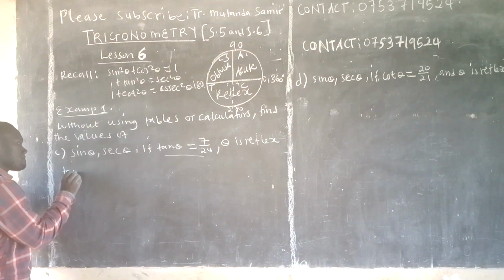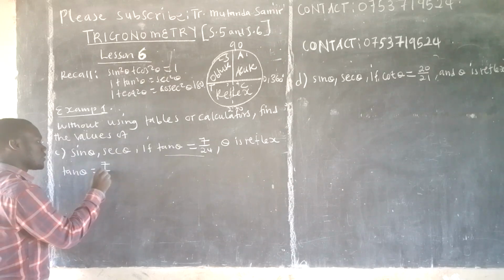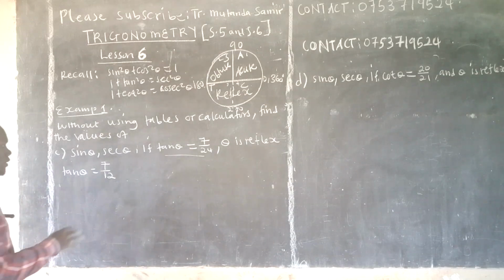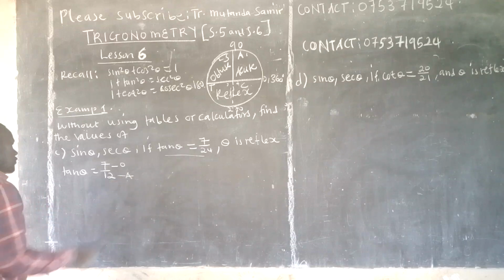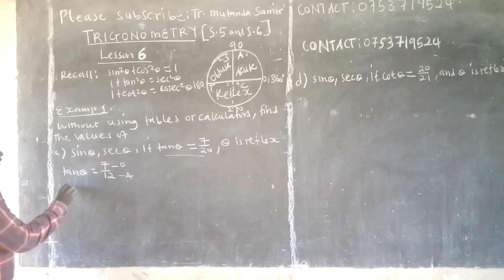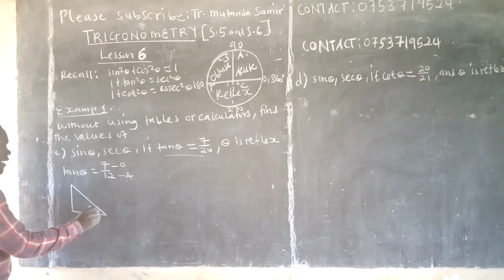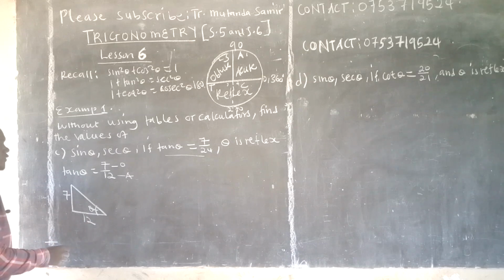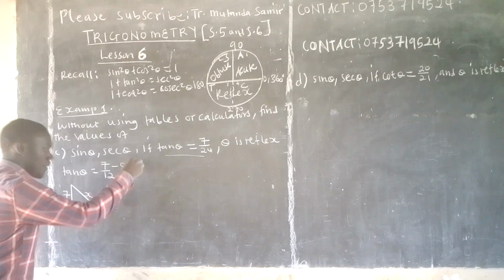So tan theta is equal to 7 over 12. From SOH CAH TOA, this is O, opposite, and that is adjacent. So from our triangle, this is our theta, opposite is 7, and the adjacent is 12. So we can get this other side. That side, maybe I'll call it X. In my case, I'll call it X.